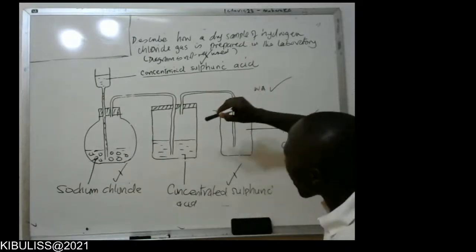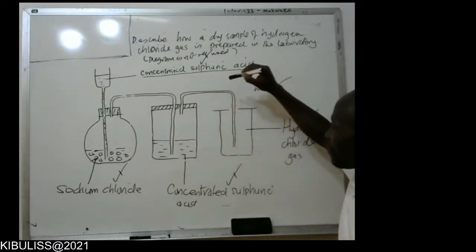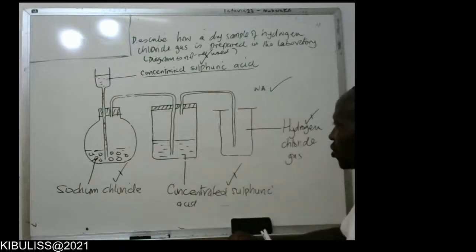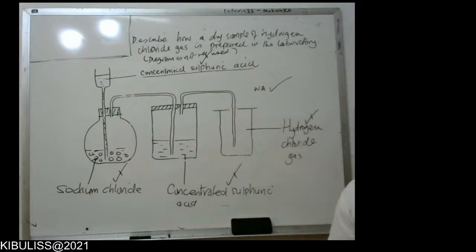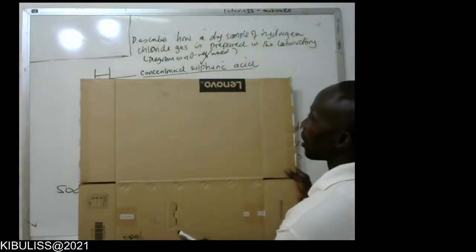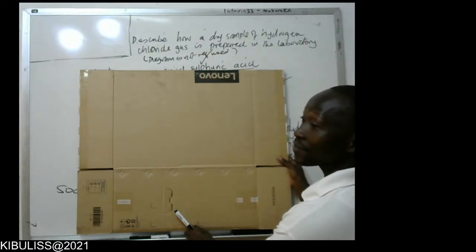Finished. How do I move from here to here? Using another delivery tube. The gas is collected in the gas jar. So the gas jar becomes another marking point with the reasons that we already know, because the gas is heavier than air. So there is no diagram, but we have talked about it in words. That's what we mean by drawing the diagram in words.